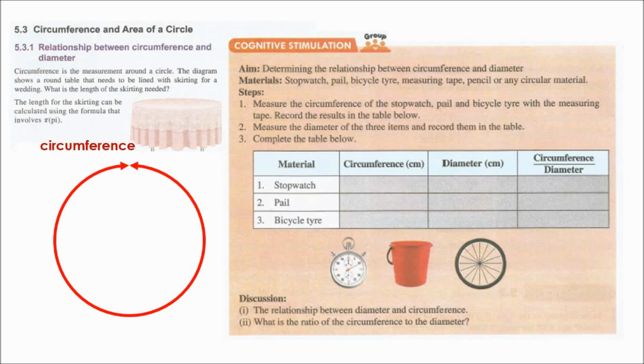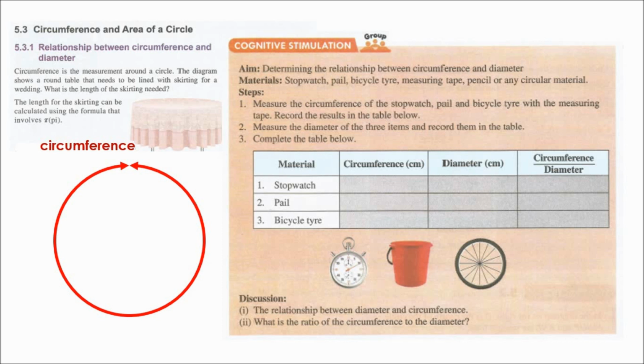diameter. The material you need is anything that has a circular shape, either a stopwatch, pail, bicycle tire, measuring tape, or anything in circular shape. Step number one, you have to measure the circumference of the stopwatch, pail, bicycle tire, or anything with the measuring tape. Or you can use anything that you can measure the circumference with. Next, you have to record the result in the table below.